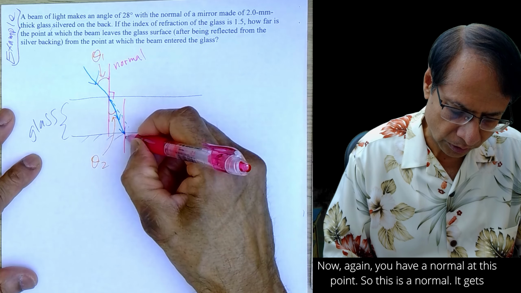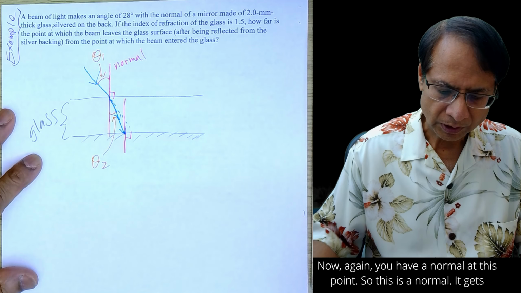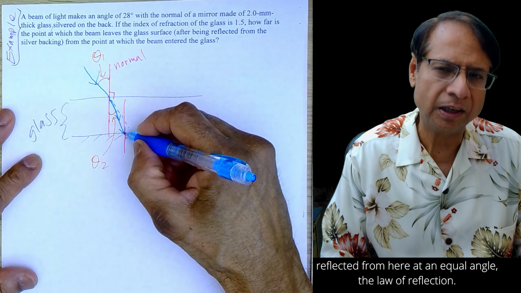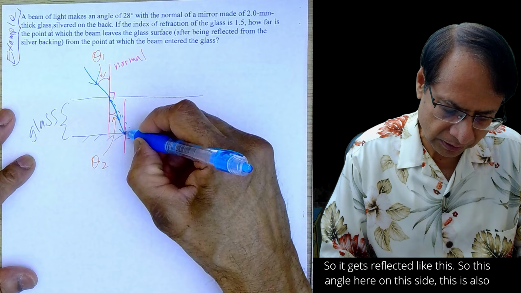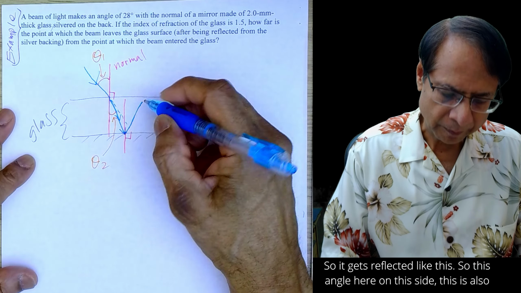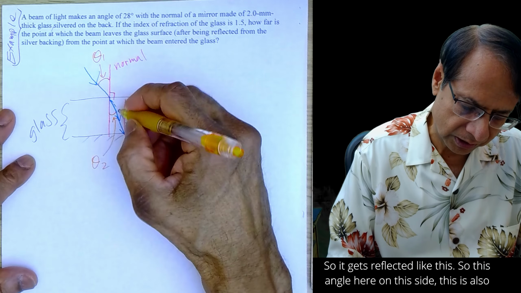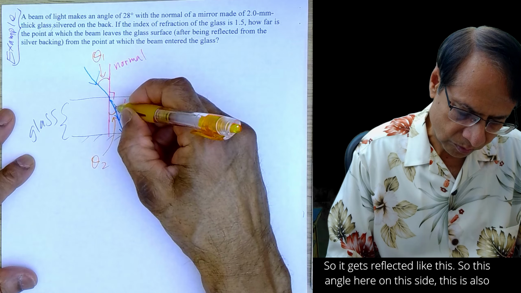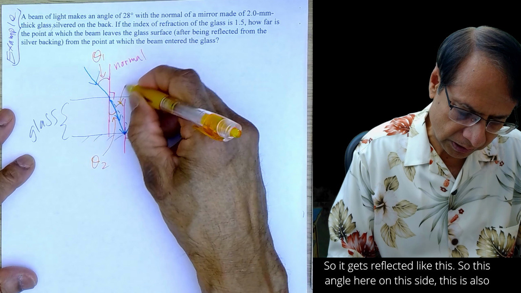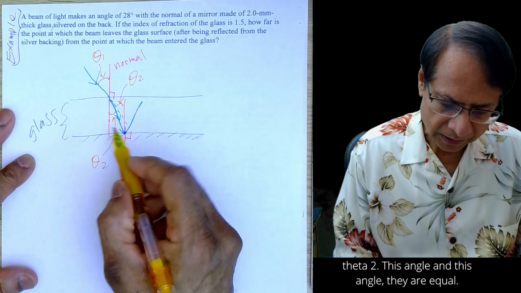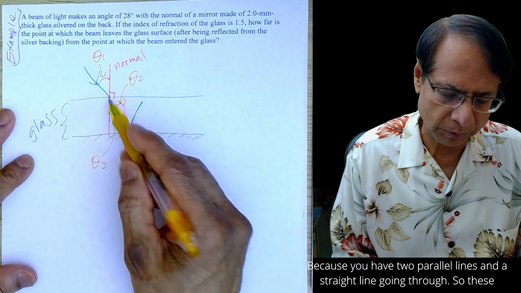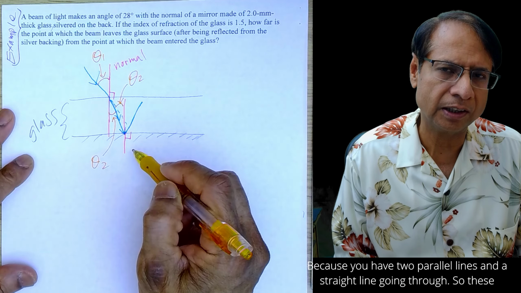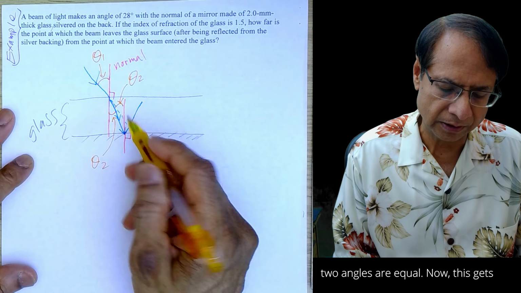So this is a normal. It gets reflected from here at an equal angle, the law of reflection. So it gets reflected like this. So this angle here on this side, this is also theta 2. This angle and this angle are equal because you have two parallel lines and a straight line going through. So these two angles are equal.